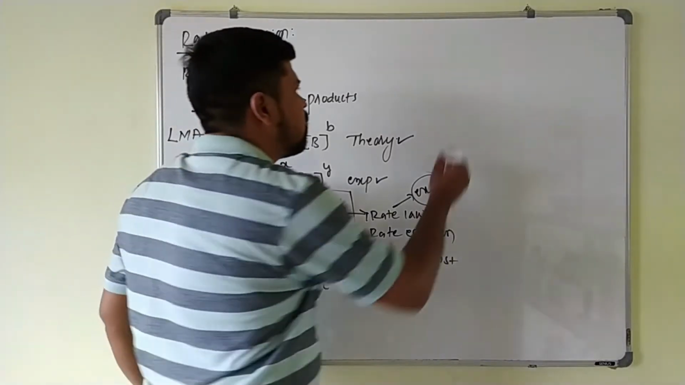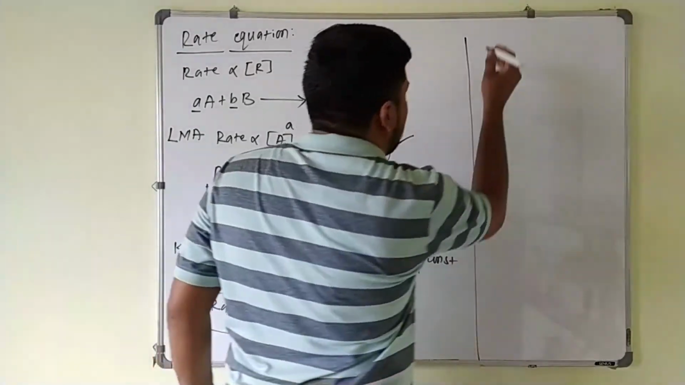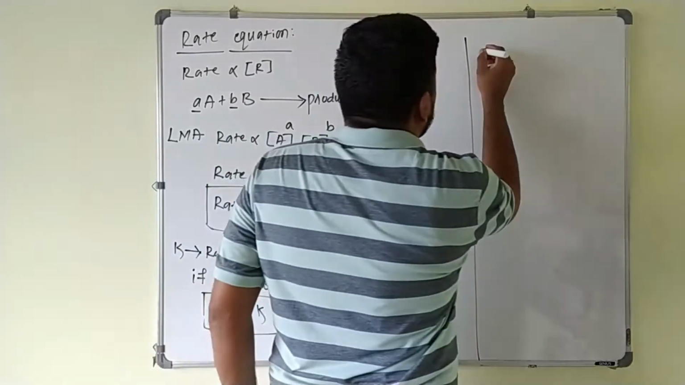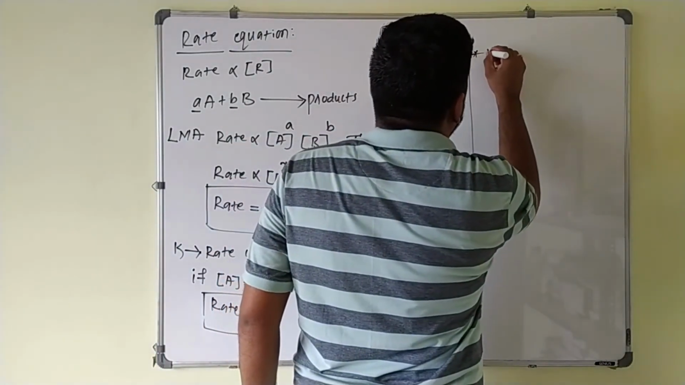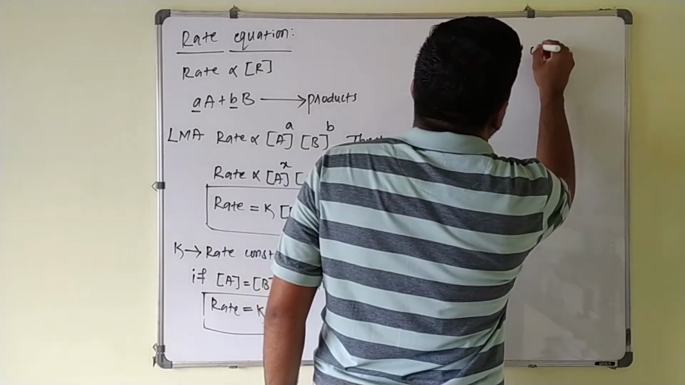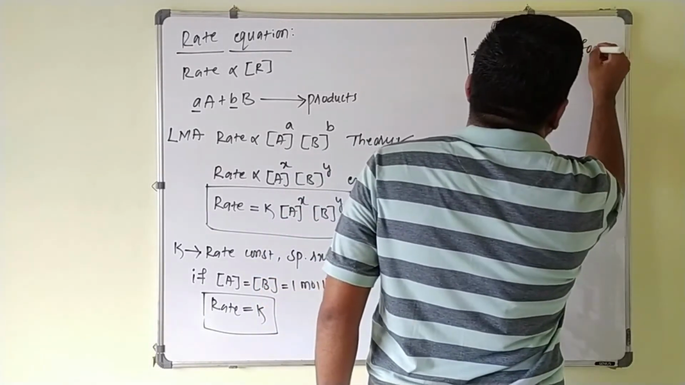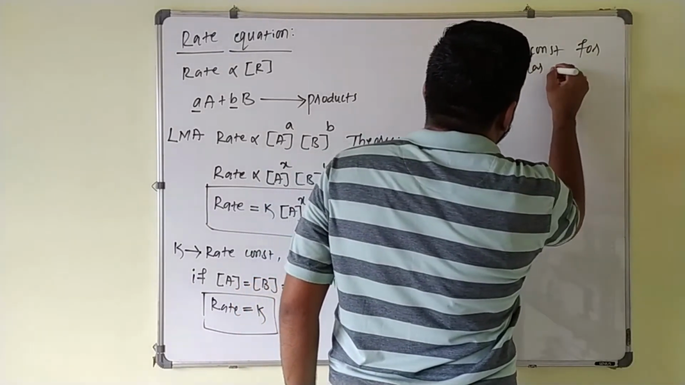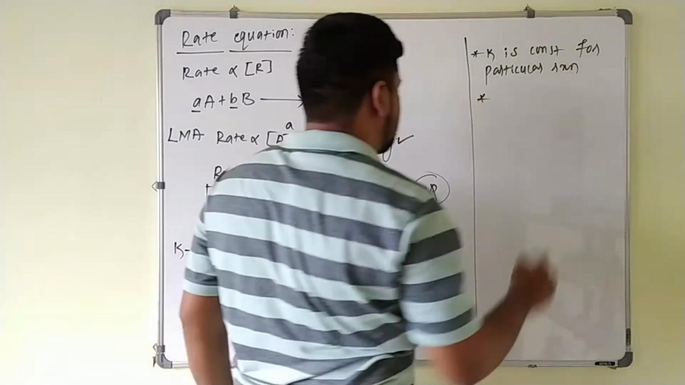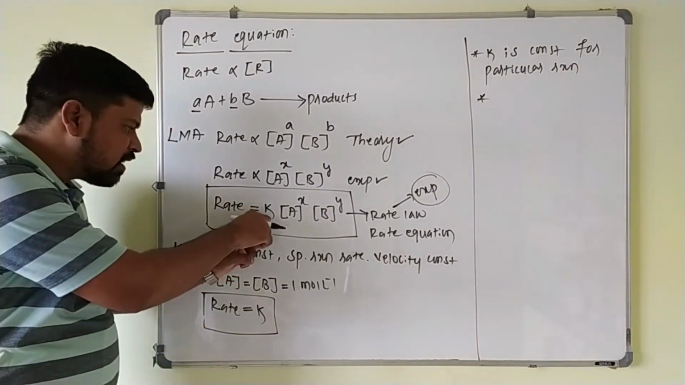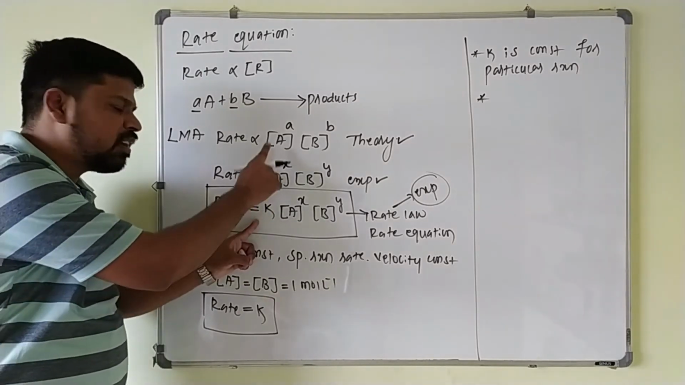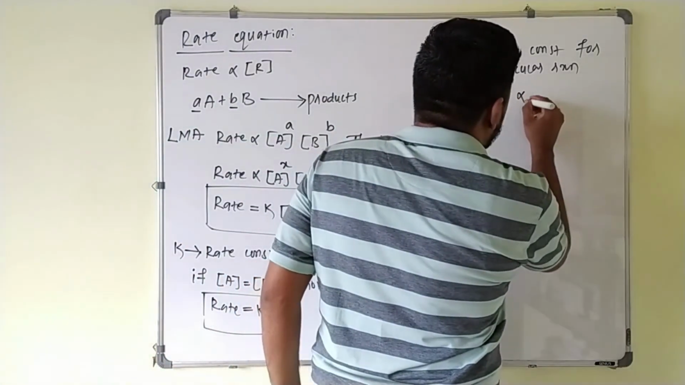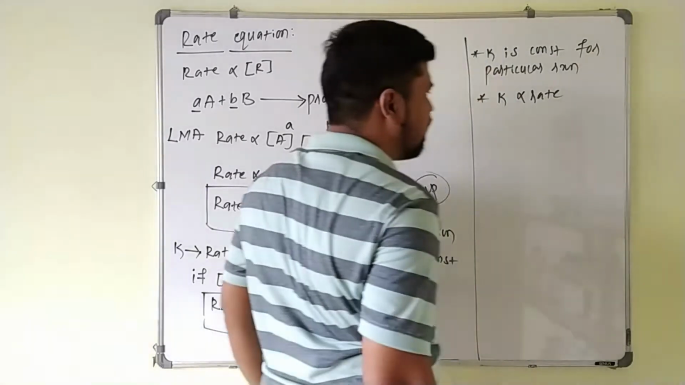Now what are the characteristics of this rate constant K? As the name indicates, the rate constant is a constant for the particular reaction. That is the first point. Next, this rate constant K is directly proportional to the rate of the reaction. The higher the K value, the more will be the rate of the reaction.